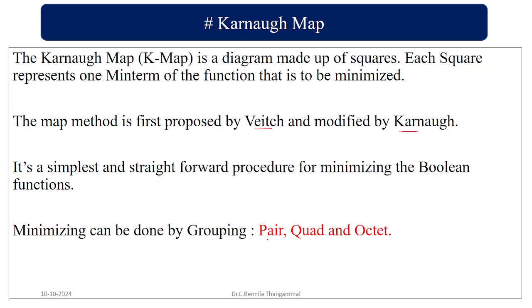There are three different groupings: pair, quad, and octet. A pair groups two adjacent squares, a quad groups four adjacent squares, and an octet groups eight adjacent squares.